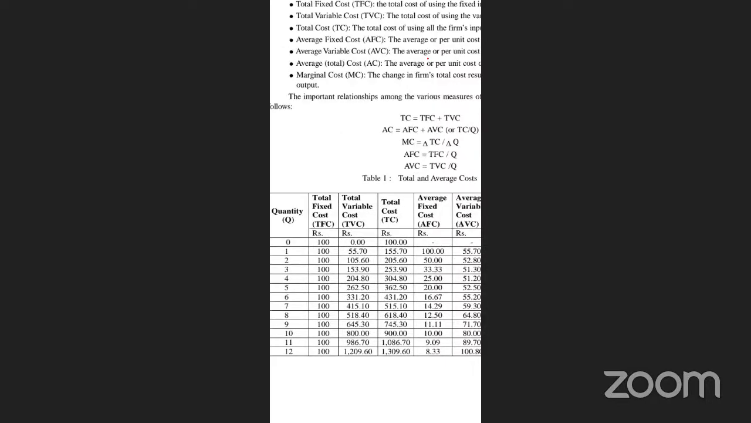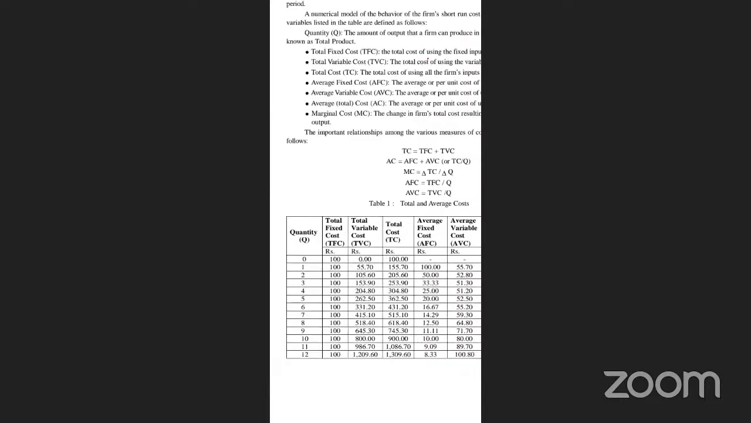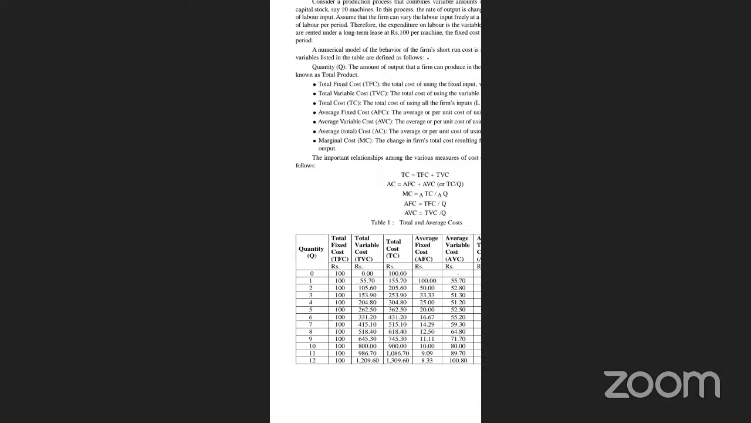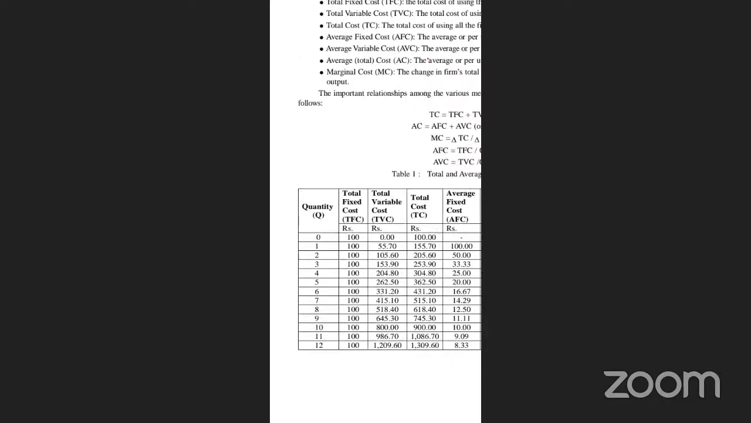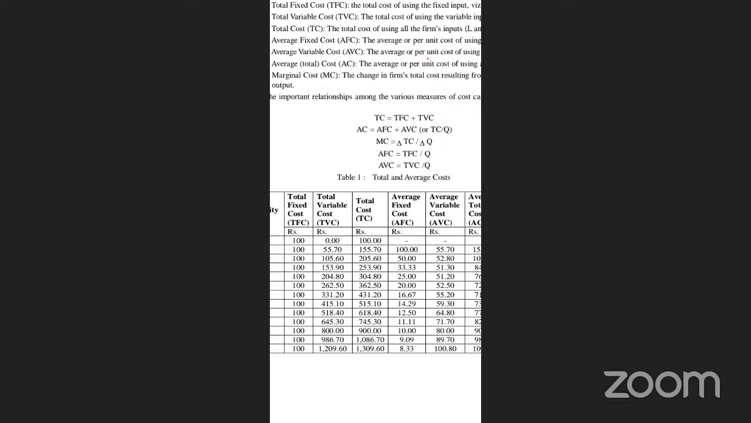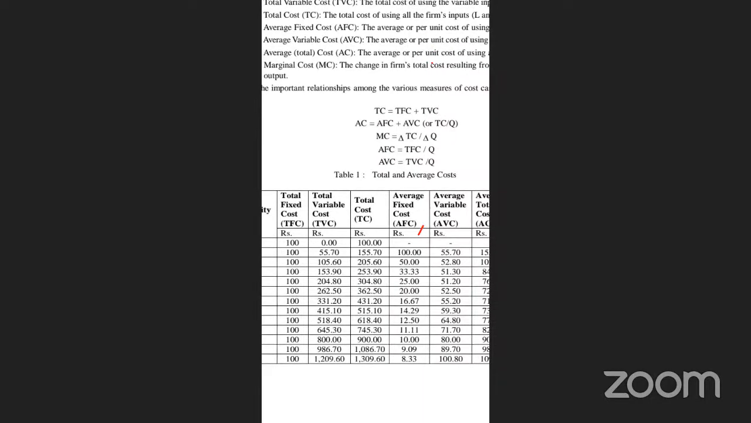I hope you understood total fixed cost and variable cost here. When you add total fixed and variable cost, you will get total cost. And use the same formulas given above. AFC, that is average fixed cost, is equal to total fixed cost divided by the quantity. Then average variable cost is total variable cost divided by quantity.